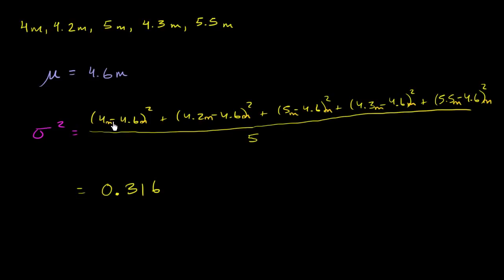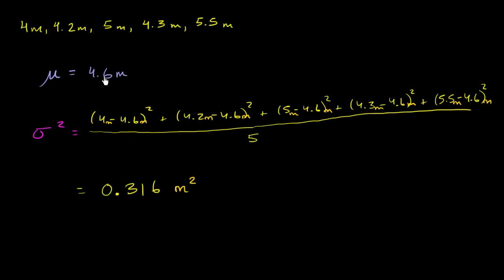When you subtract them, you'll get meters. But then when you square them, you get meters squared plus meters squared plus meters squared plus meters squared plus meters squared. And then you're just dividing that by a unitless count of the number of data points you have. So the units here are going to be square meters. And you might say, hey, that's kind of a weird unit if we're trying to visualize how dispersed we are from the mean. When I visualize dispersion, I visualize how varied they are in terms of meters, not meters squared.